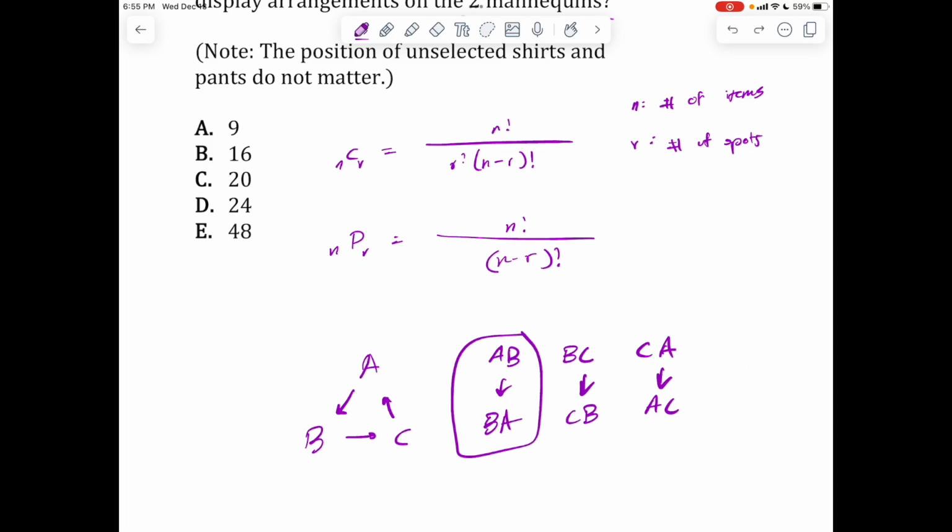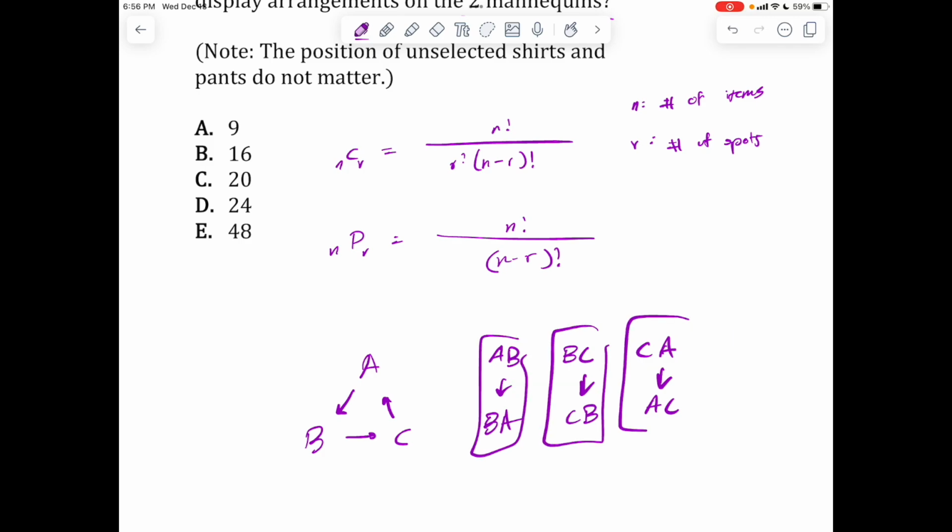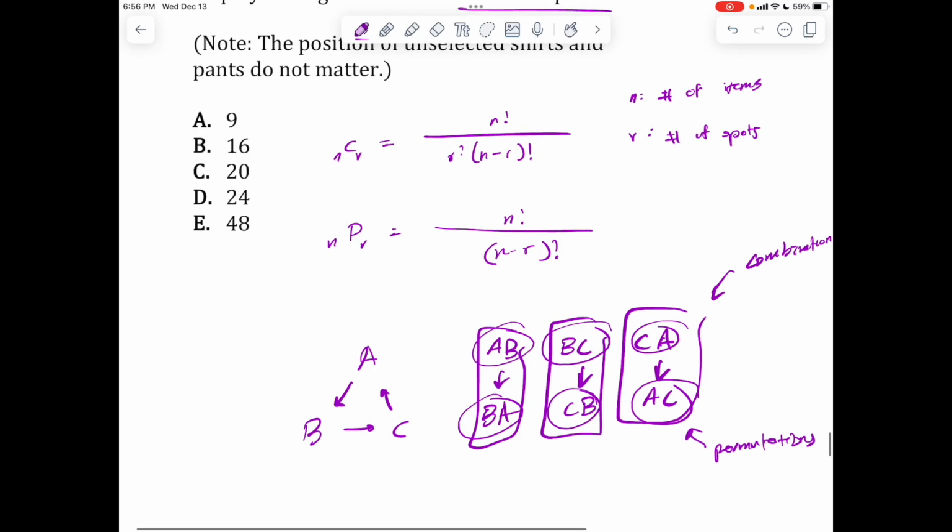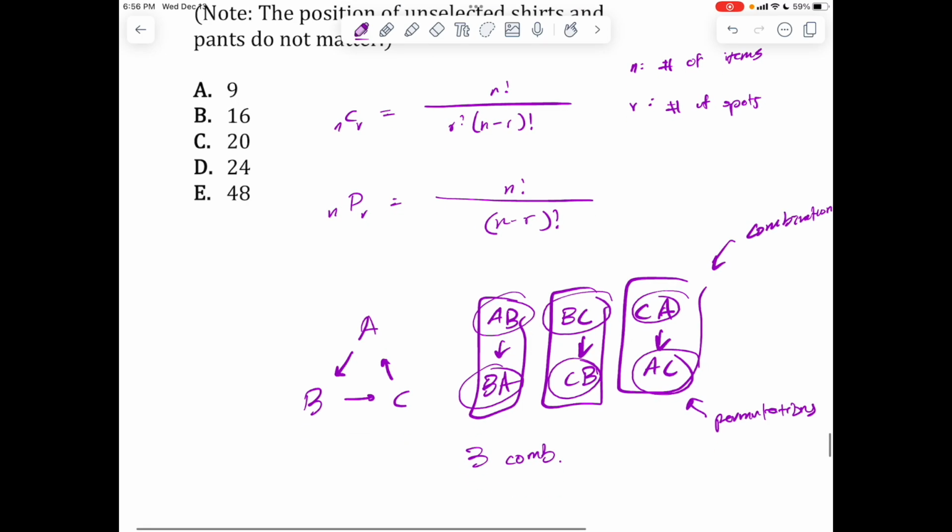Because these are the same 2 letters in each of these pairs, but I don't know if I should count it or not count it. So you would just count each of these 3 pairs as a combination. But each of the individual items across all the pairs, those are all the permutations. So I have 3 combinations. I have 6 permutations. That's the way to interpret this.